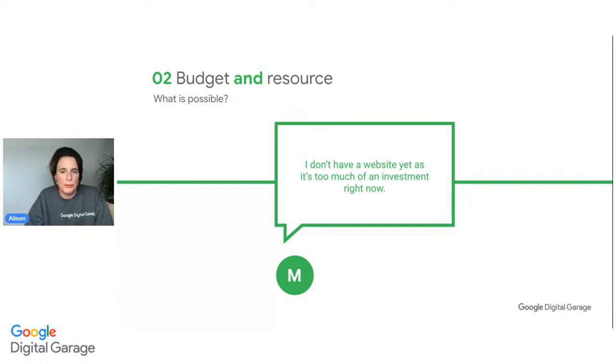What is possible for you? Now, we need to be realistic. So what's your budget? What's your resource? Not just resource in terms of money, could be skills, could be time. Max here doesn't have a website yet, but it's too much of an investment for them right now.